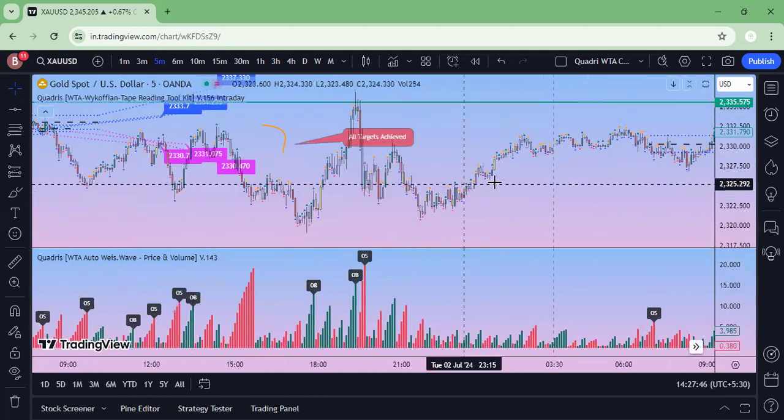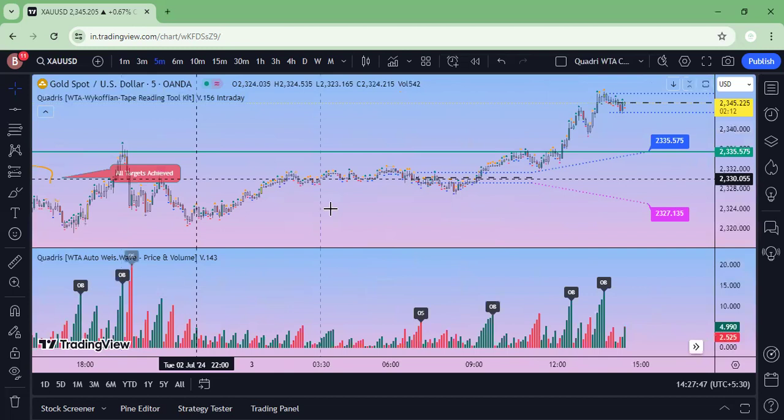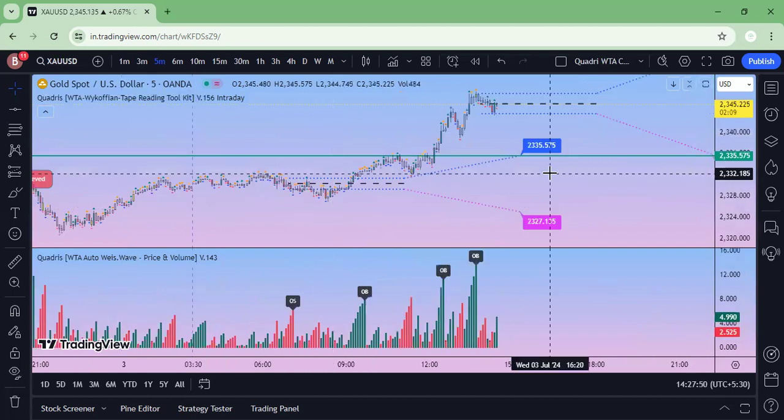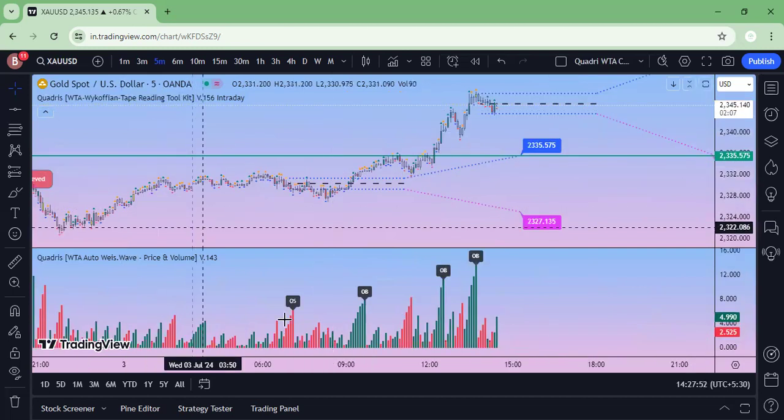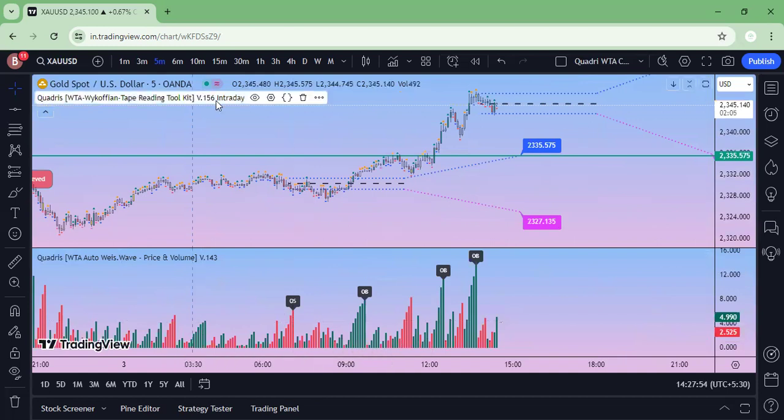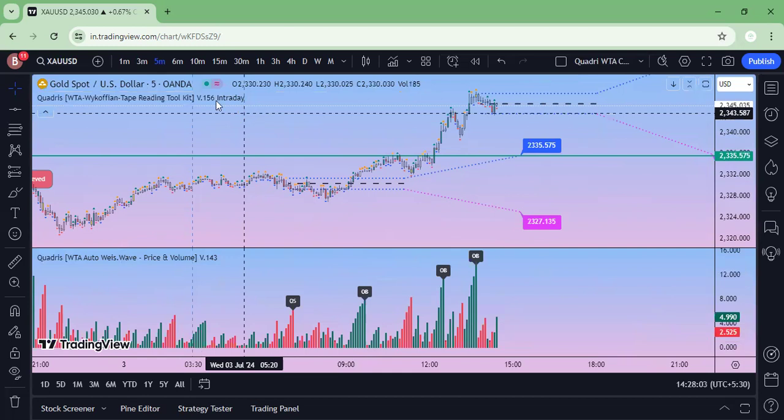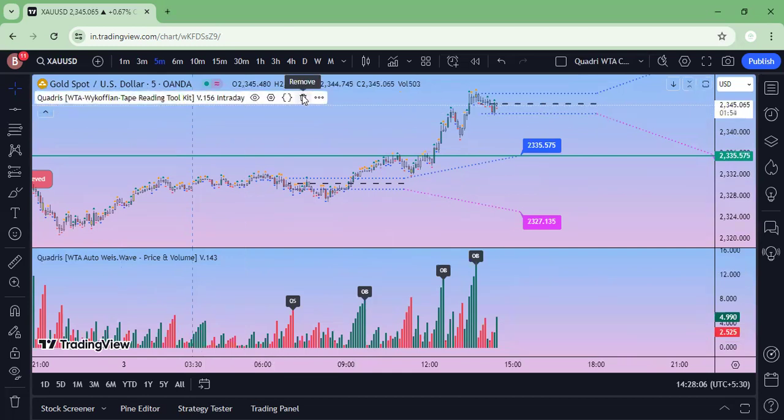So this is straightforward and simple in nature. What you will be getting is this indicator along with this indicator. If you want only intraday, you will get only intraday. If you want all the versions, intraday, scalping, swing, and long term, you can go for that also. I'll apply all the things once again and then I'll show you.